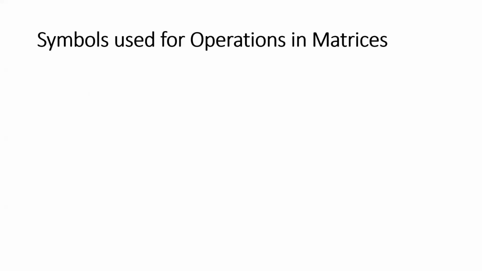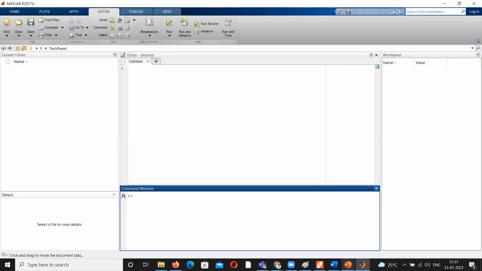Let us go with the first example here. The very first example is basic operations on matrices, how we cope up with them. Now let us go through the symbols used in the operations on matrices. The matrix operations will be performed in the bottom-most window called the command window, which is highlighted with blue color. In that prompt, we are going to do the matrix operations. All the remaining programs will be carried out in the editor window there.